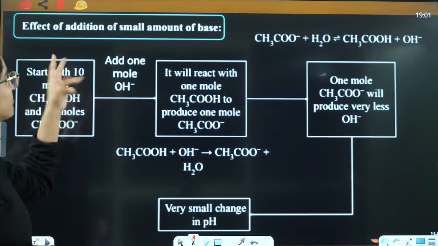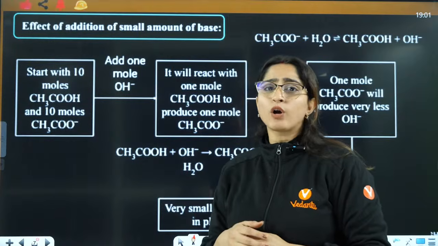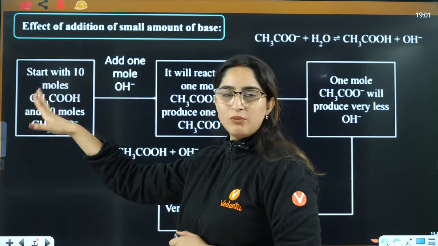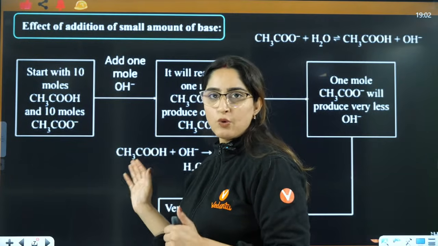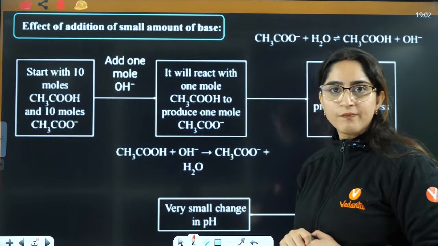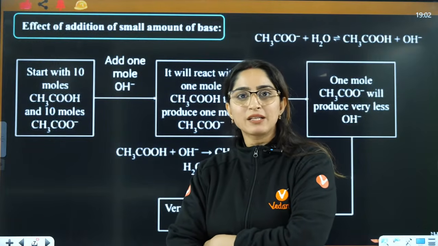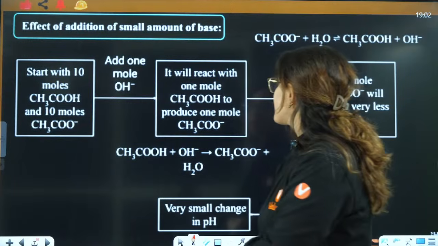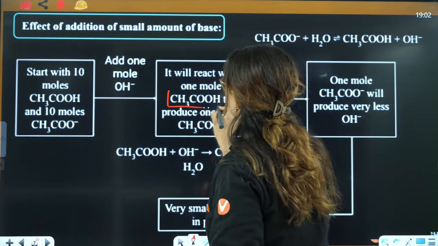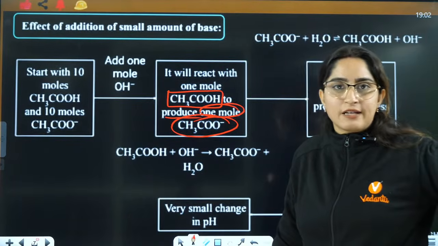Now let's see, ma'am, you told about H positive. What if, ma'am, I want to add base? Then what will happen? See, when you add base, you start with the same thing, equal moles of CH3COOH and CH3COO negative. Now, you add 1 mole of OH negative. Now, OH negative will react with which one? Anion or cation? It will react with the cation, which is CH3COOH, to produce 1 mole of CH3COO negative.